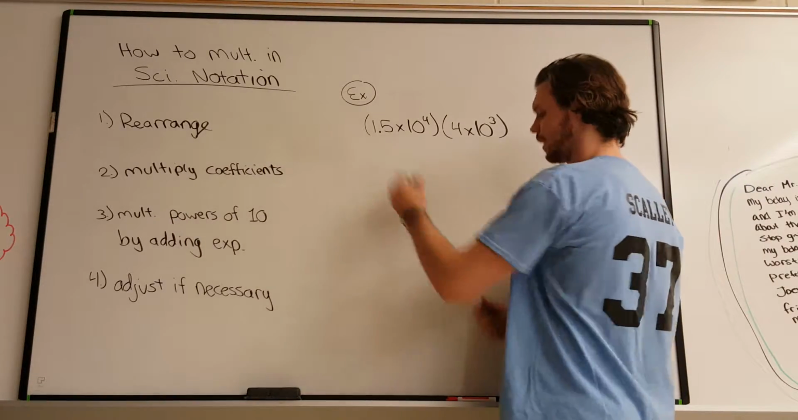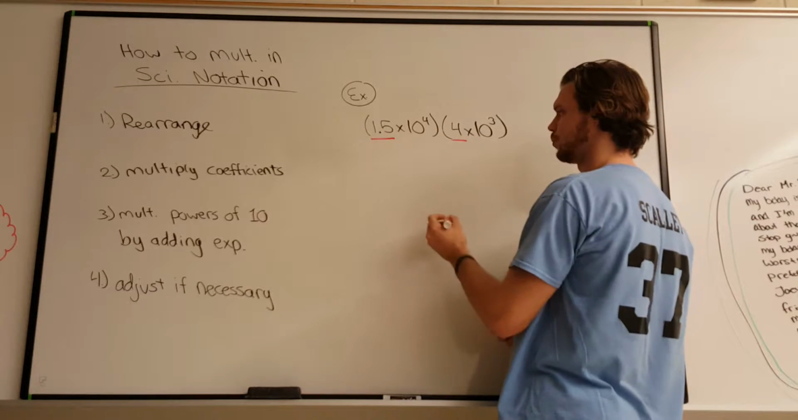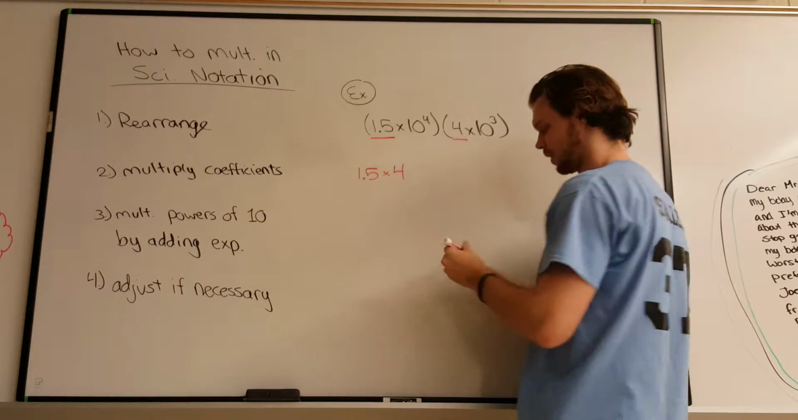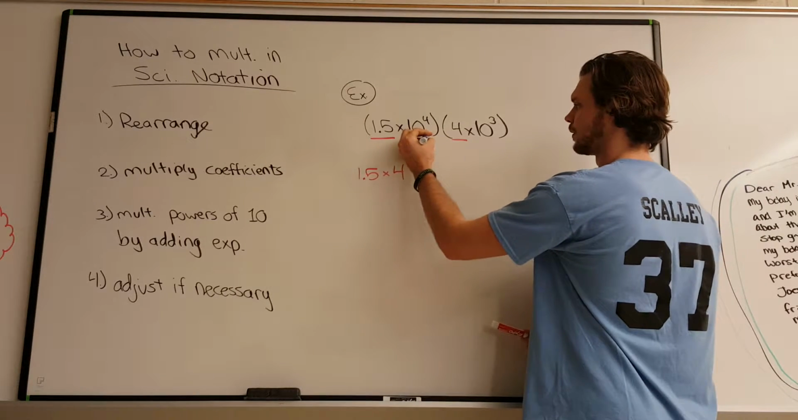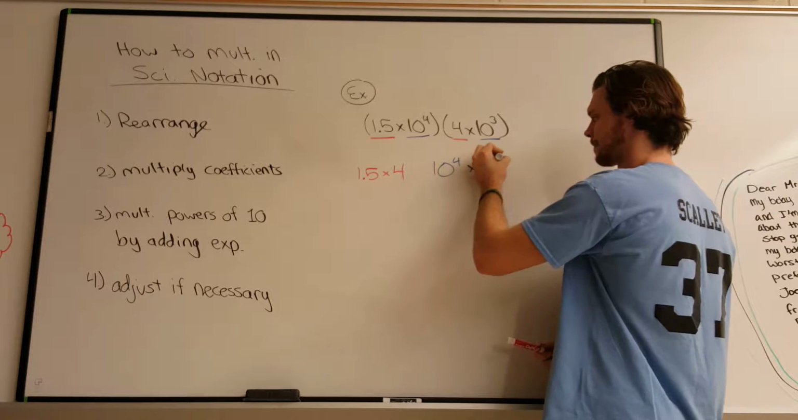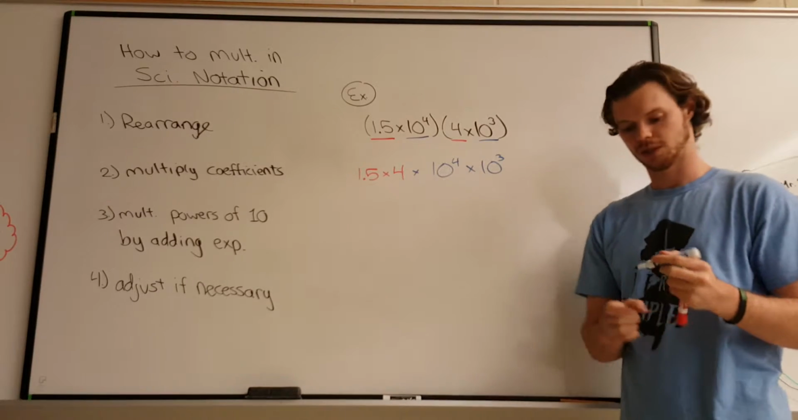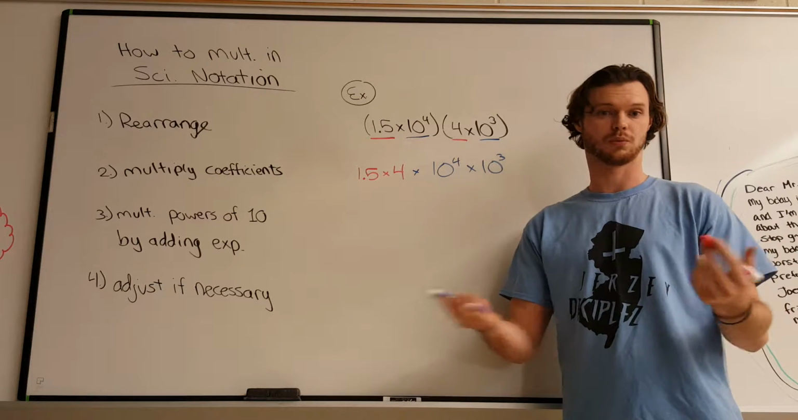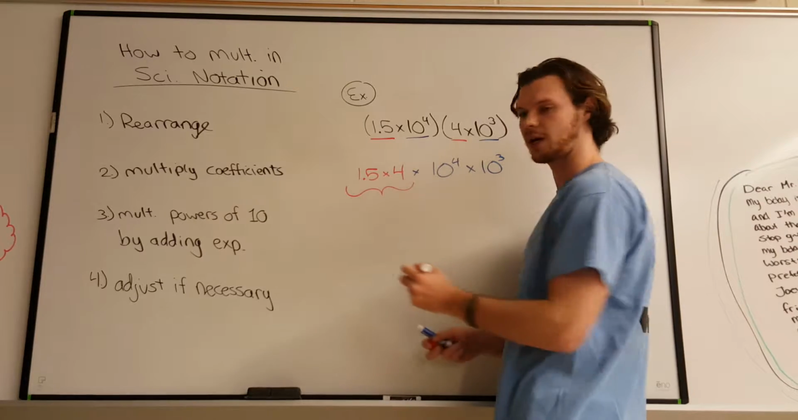Step 1. I'm going to take my coefficients 1.5 and 4 and put them right next to each other. I'm also going to take my powers of 10 and put them right next to each other. And since the whole thing was multiplication, I should have a multiplication sign in between them. Now, the way this works is the reason I rearrange it is so I know what to multiply with what. So I'm multiplying 1.5 and 4, and when I do that, I get 6.